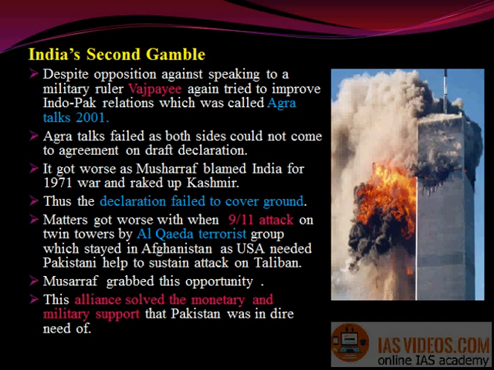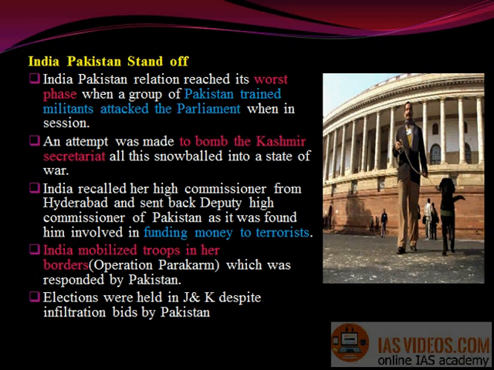The Agra Talks failed as both sides could not come to an agreement on a draft declaration. It got worse as Musharraf blamed India for the 1971 war and raked up Kashmir. Thus the declaration failed to cover ground. Matters got worse with the 9/11 attack on the Twin Towers by the Al-Qaeda terrorist group, which stayed in Afghanistan, as the USA needed Pakistani help to sustain its attack on the Taliban. Musharraf grabbed this opportunity. This alliance solved the monetary and military support that Pakistan was in dire need of.